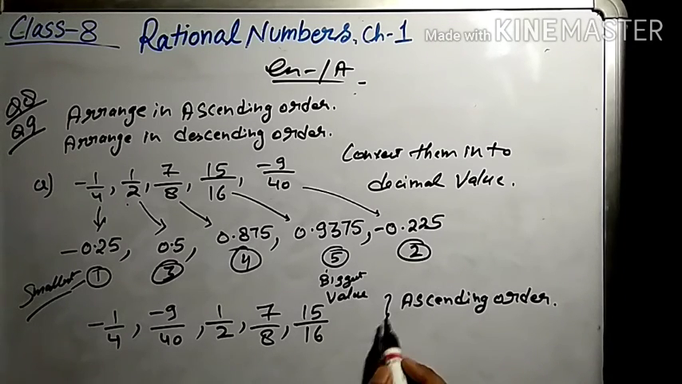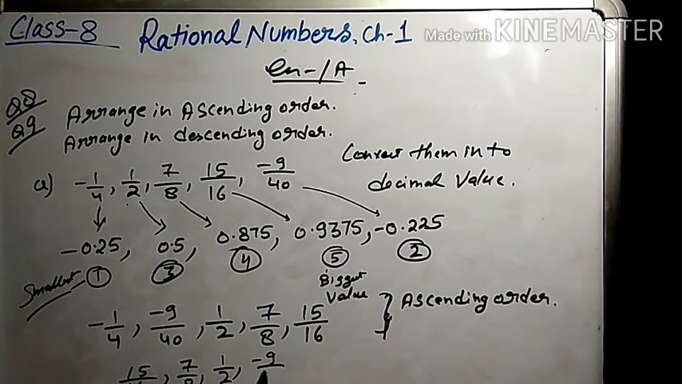Suppose the same question was asked to arrange in descending order, then what do we do? Nothing. Just the vice versa of this, that is 15 upon 16, comma, 7 upon 8, comma, 1 upon 2, comma, minus 9 upon 40, comma, minus 1 upon 4. This was the descending order.